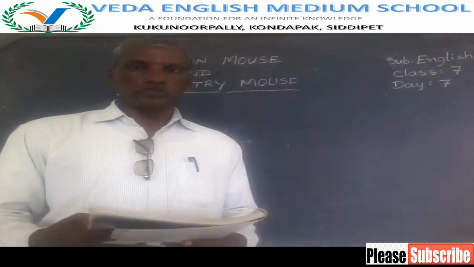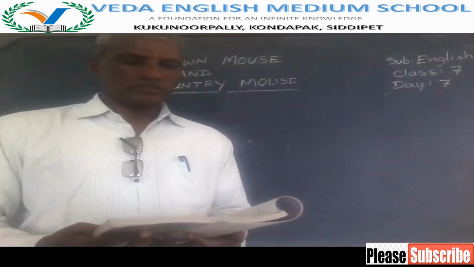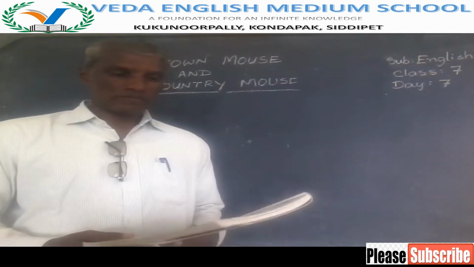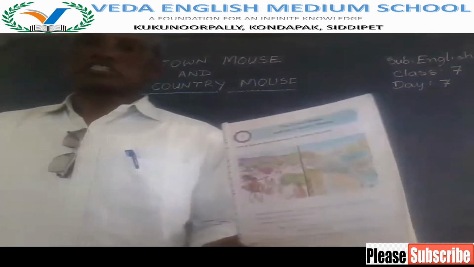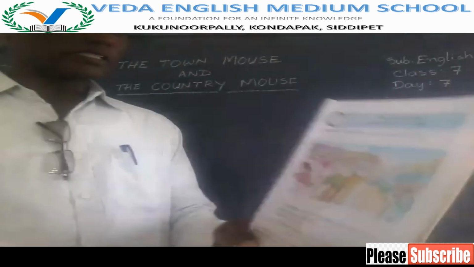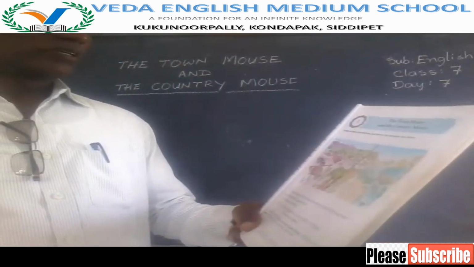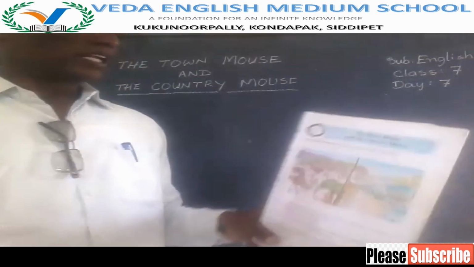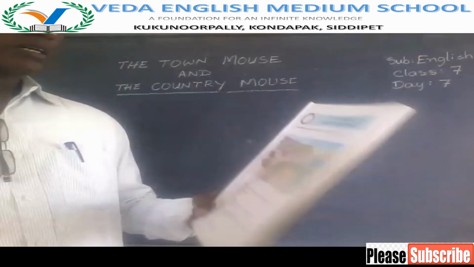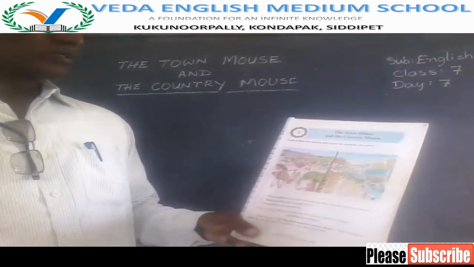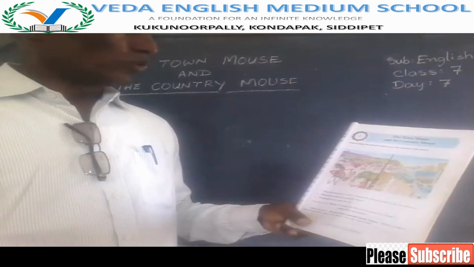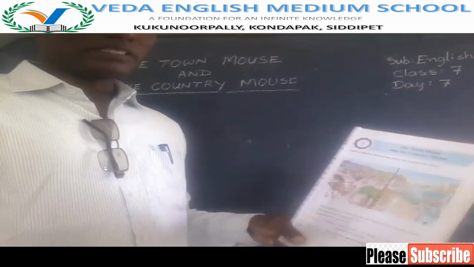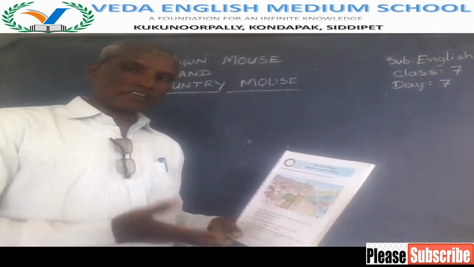Today we are going to read the first lesson, the town mouse and the country mouse. So first you will see the pictures here. We have two pictures. If you observe, you find more people in one picture, and in another picture we don't find many people. Also, in the first picture we see people walking, whereas in the other picture we see vehicles. So that's how we can find the difference.